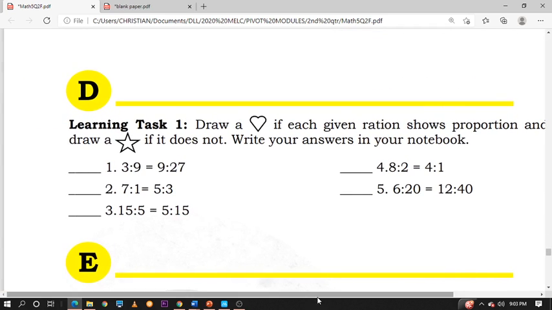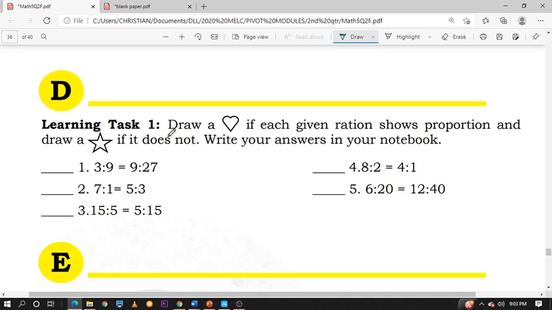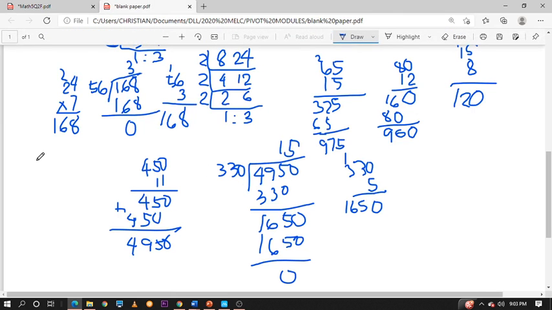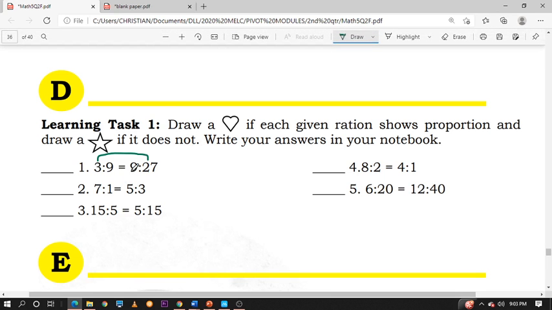So, tingnan natin tong learning task 1. Draw a heart if each given ratio shows proportion, and draw a star if it does not. So, try nga natin number 1. So, multiply mo natin yung extreme. 27 times 3, so that is 81. 9 times 9 is also 81. So, ito ay proportion. So, susulat natin yung heart.